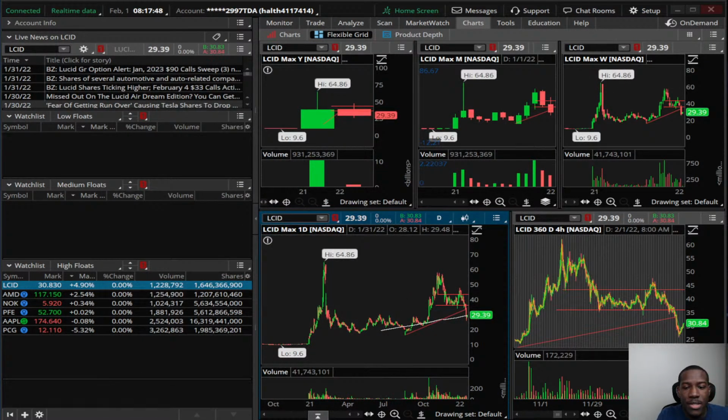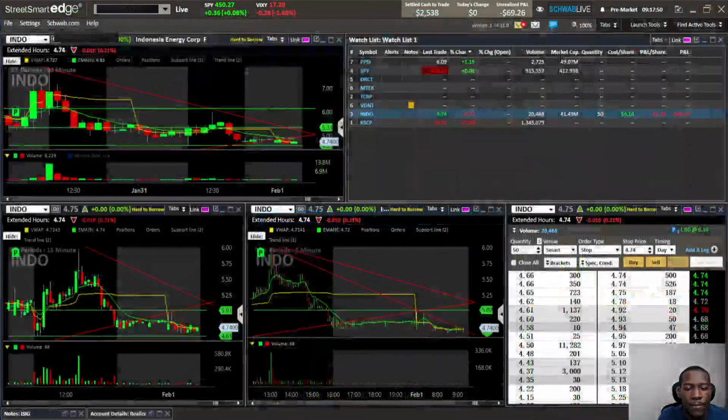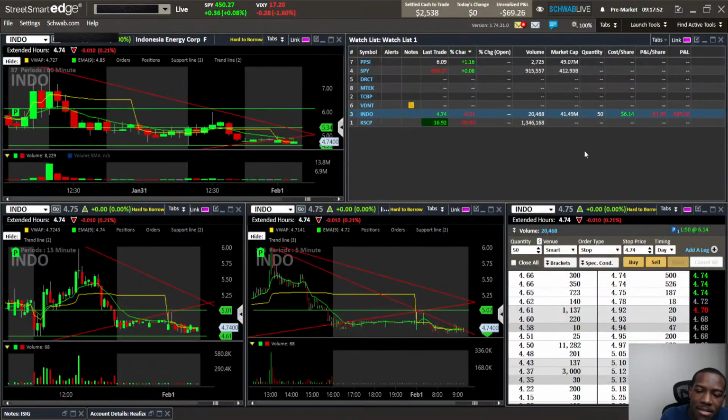Let's go over here to Street Smart Edge. So my cost basis on Street Smart Edge jumped from 511. I got about 50 shares around that 511. Look at my cost per share though. 614, right? Because of wash sale rules. And that's not a penalty on the per trade basis. That's just wash sale rules.